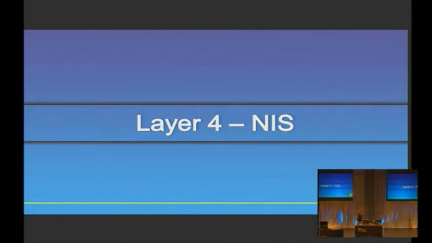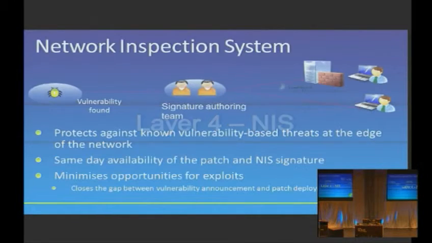Layer 4, Network Inspection Service. This would have to be one of the most useful capabilities of TMG for cleaning up garbage on your network. This works both for reverse proxy and the forward proxy scenario. Network Inspection Service, basically what it is is a language. This came out of Microsoft Research.